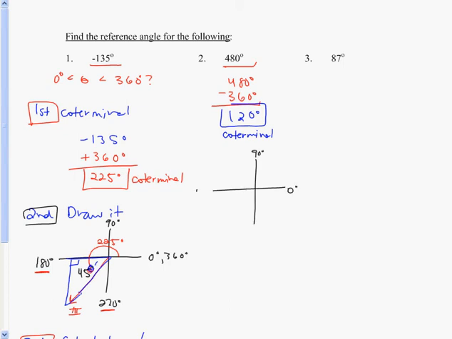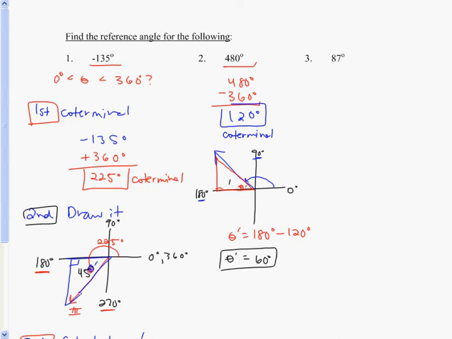0, 90, 180. I'm going to stop because 120 is between 90 and 180. It's somewhere over in quadrant 2. My reference angle, theta prime, forms that triangle with the x-axis. To find theta prime, I would take 180 degrees and subtract off my given angle, which is actually the coterminal, 120. And so theta prime would be 60 degrees.